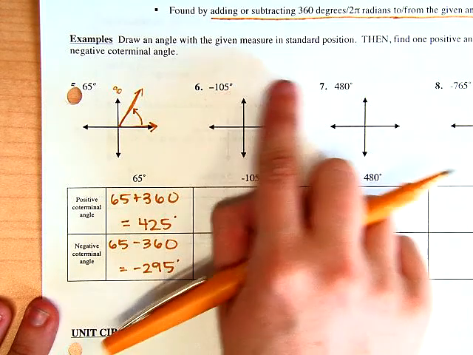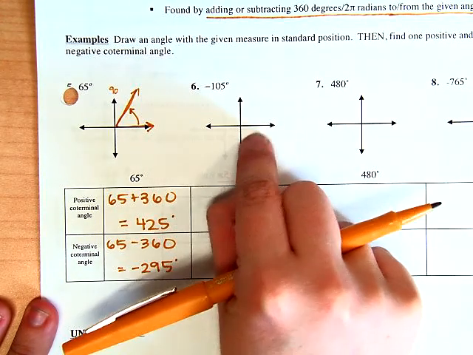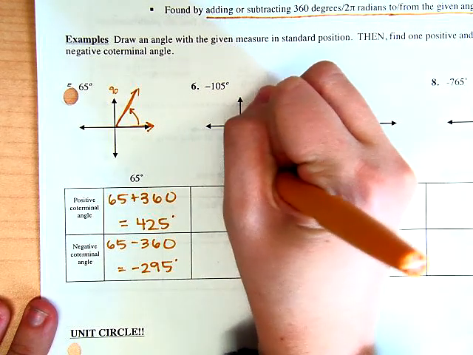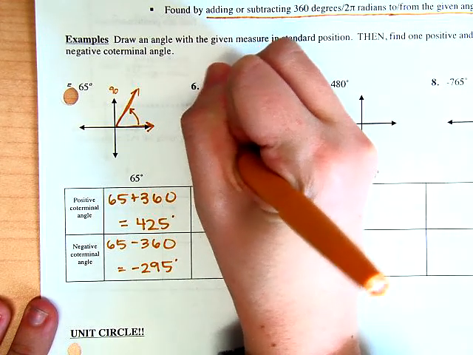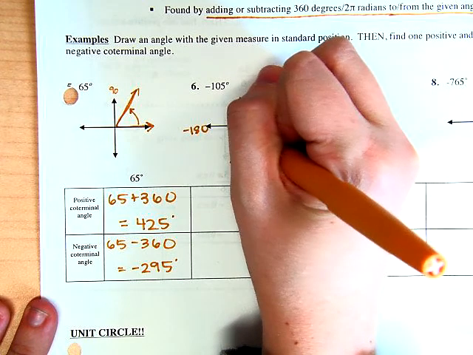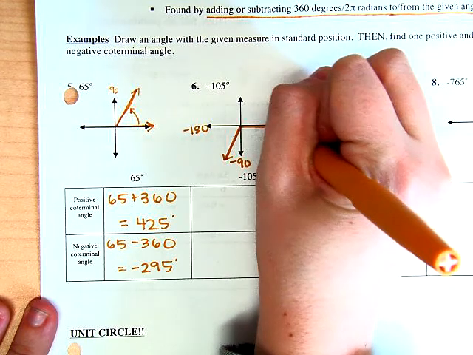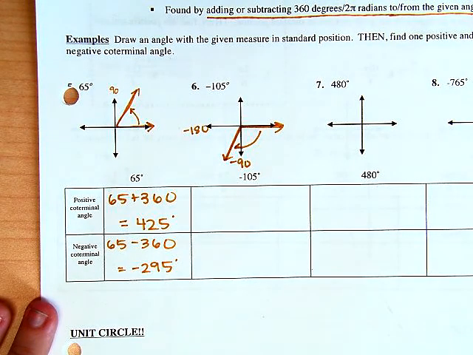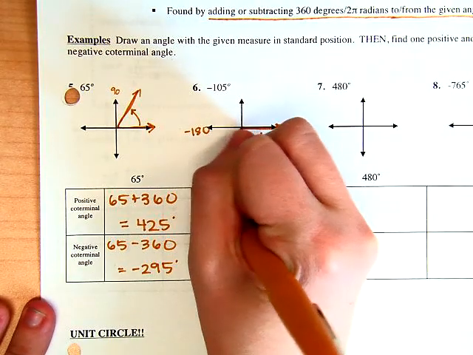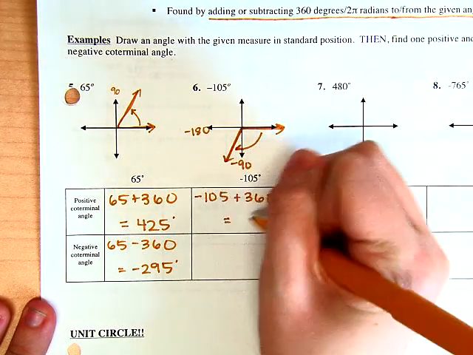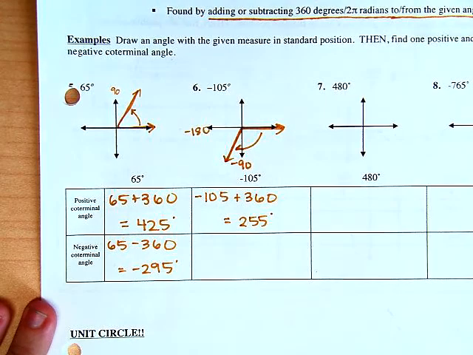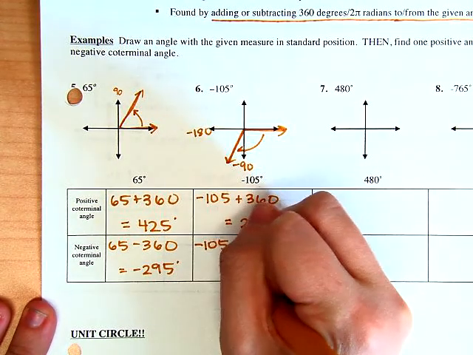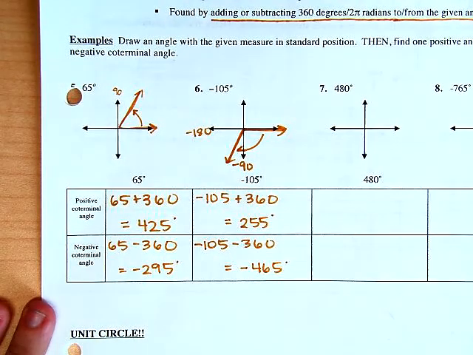Negative 105. Negative means I'm going the opposite direction. Instead of going this way around, I'm going to go this way. So if I go down this much, that's negative 90. That's negative 180. So it's between 90 and 180. It's definitely closer to 90. It's in standard position. It goes that way. A positive coterminal angle is if I add 360, I get 255 degrees. If I subtract 360, I get negative 465 degrees.